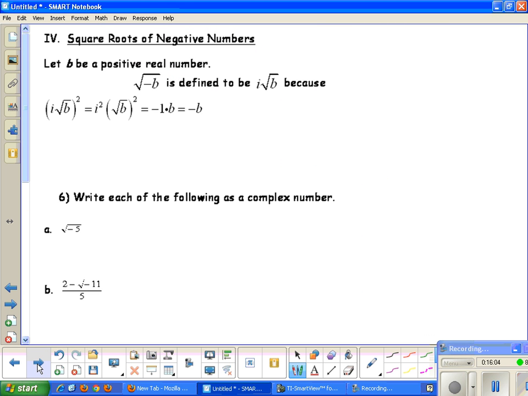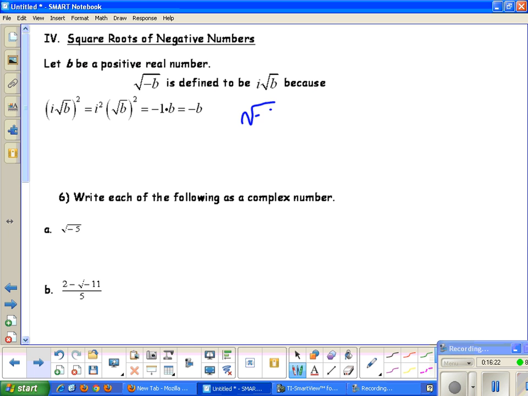So the next part we want to talk about is square roots of negative numbers. Remember that the square root of a negative number, such as negative b, is defined as i root b. Now, when you're simplifying these, you always want to take out the i first.